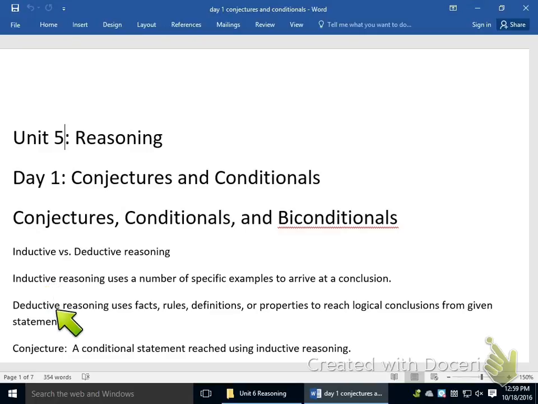But something like a computer has to use deductive reasoning. It stays within the constraints of the programming. So computers use deductive reasoning for the most part. They're starting to make, obviously, software that can do more of this inductive reasoning bit. Now, conjecture. That's a conditional statement reached using inductive reasoning. And we're going to see conjectures here in a minute. Conjectures are examples of conditional statements, and we'll get more into those.